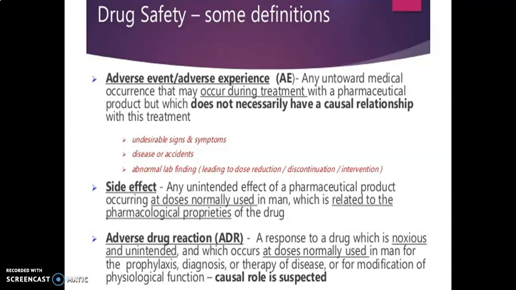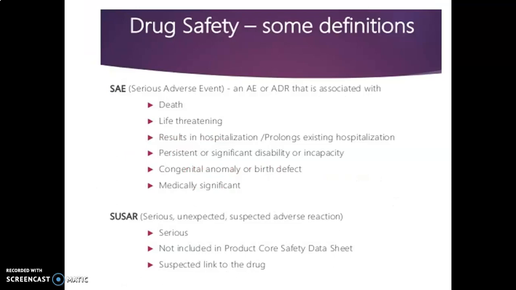Next is the adverse drug reaction. Here we may come across some noxious and unintended reactions. It may occur at the dose normally used in man for prophylaxis, diagnosis or treatment. Here a causal relation can be suspected. Even in the market, in the later days, they may come across ADRs. That's why vigilance is there, so they are going to observe this even after marketing the drug.